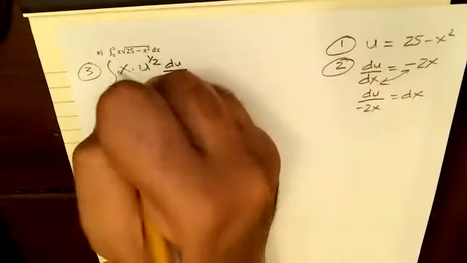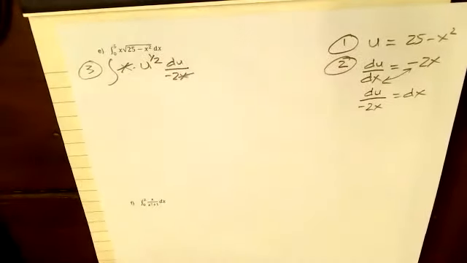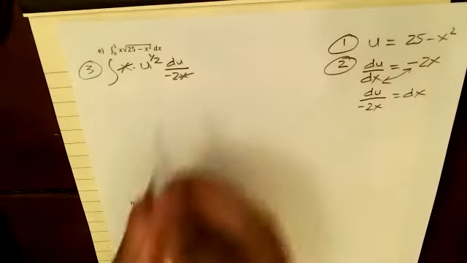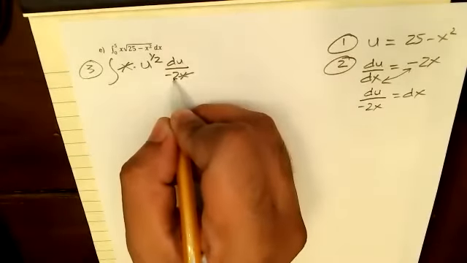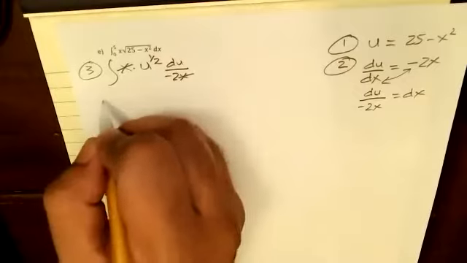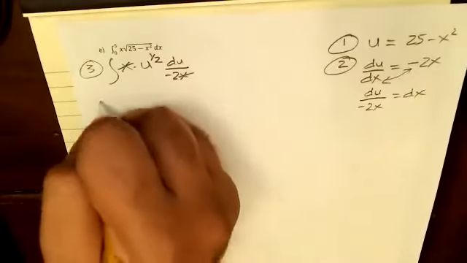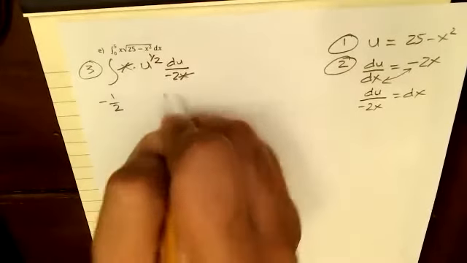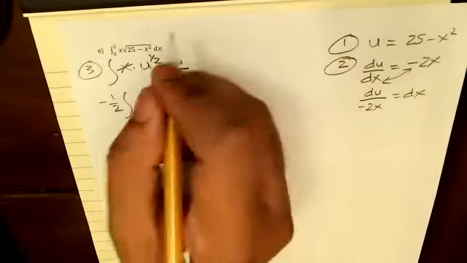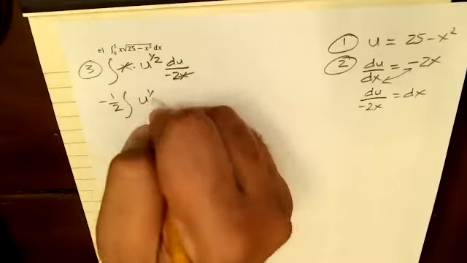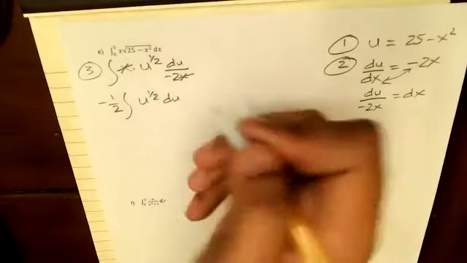What's going to happen at this point is that this x and this x are going to cancel out. I have a negative 2 down here in the denominator. When I put it outside, in front, I'm going to write that as negative 1/2, and it's 1/2 because the 2 is in the denominator. And then I have the integral of u to the 1/2 du.